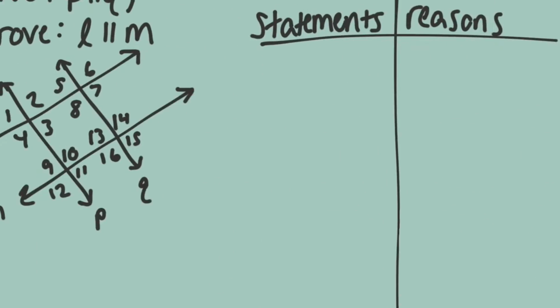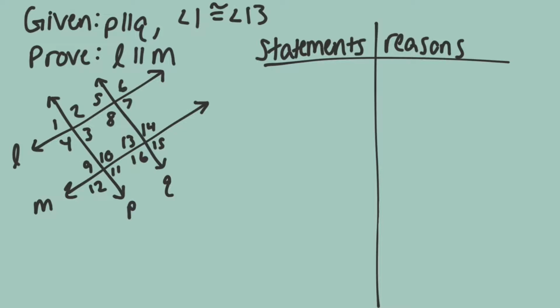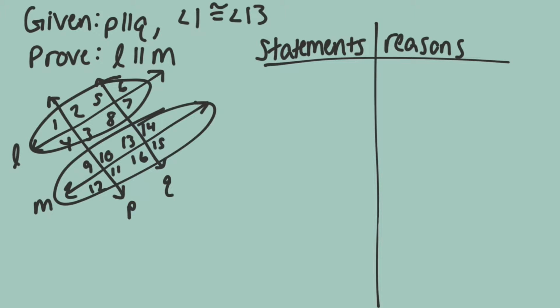So in this example, we're given that P is parallel to Q. What I would do is circle your transversals. Here's a transversal of P and Q, and this is another transversal. The reason I would circle them is because now we can see where we can assume congruence. So the first step, we always want to start with the given.